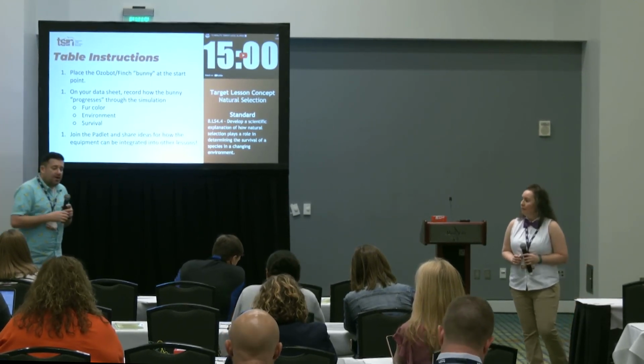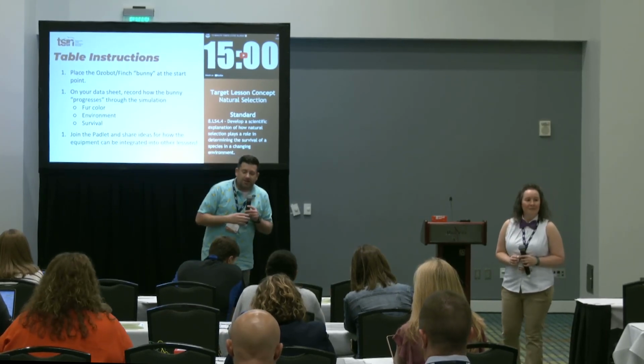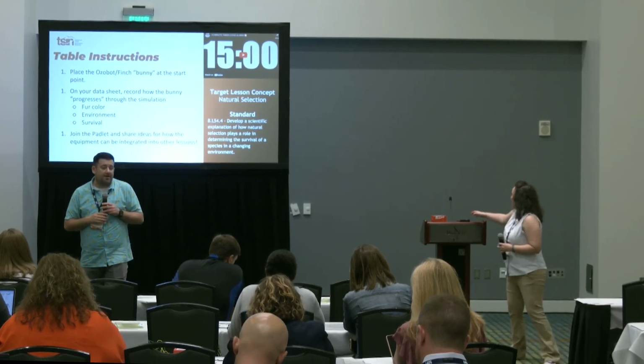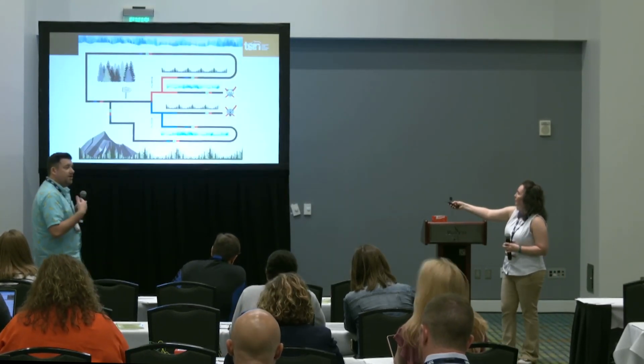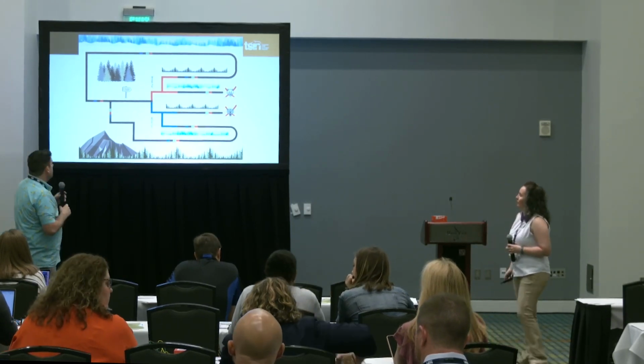So at your table, you're going to run your Ozobot through the natural selection course. You've got two different options. It can either go left or right. If it goes left, that's going to be the brown. Your bunny obtains brown fur. If it goes right, it obtains white fur.